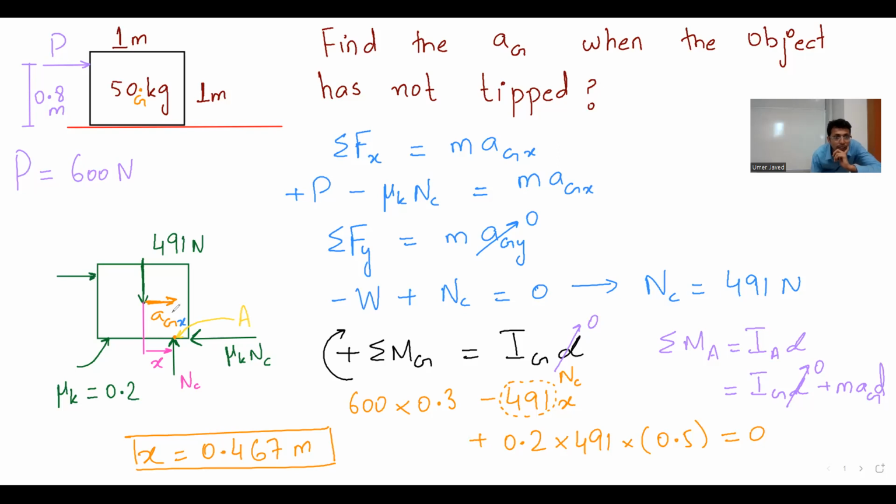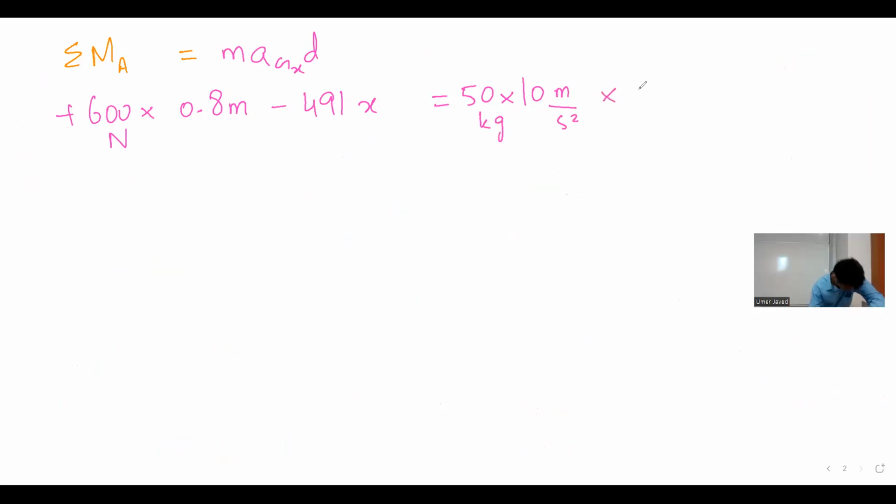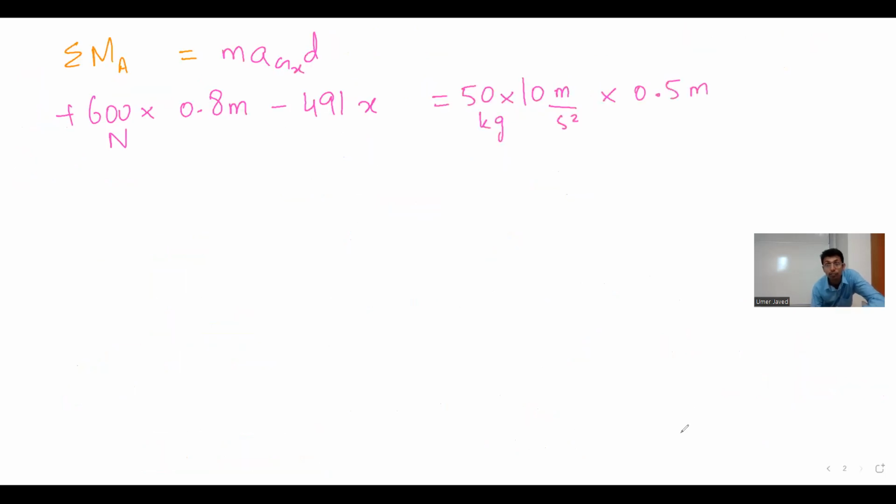Then anything else? We have MAGX into D. So what is mass? 50 kilograms. What is AGX? 10 meter per second square. What is D, by the way? Anyone? 0.5, right? This distance, this is AG, so MAG will be in that direction, 0.5.